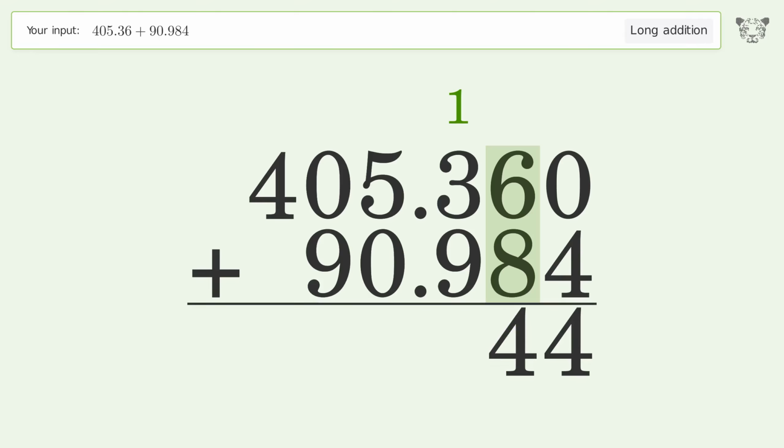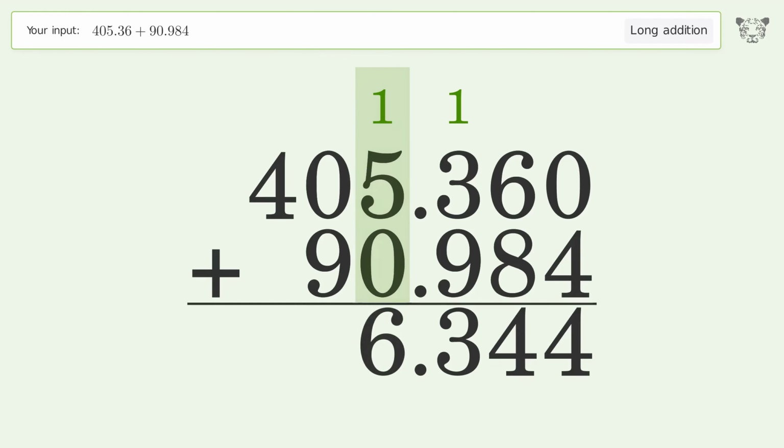Carry 1 to the tenths place. 1 plus 3 plus 9 equals 13. Carry 1 to the ones place. 1 plus 5 plus 0 equals 6. 0 plus 9 equals 9.